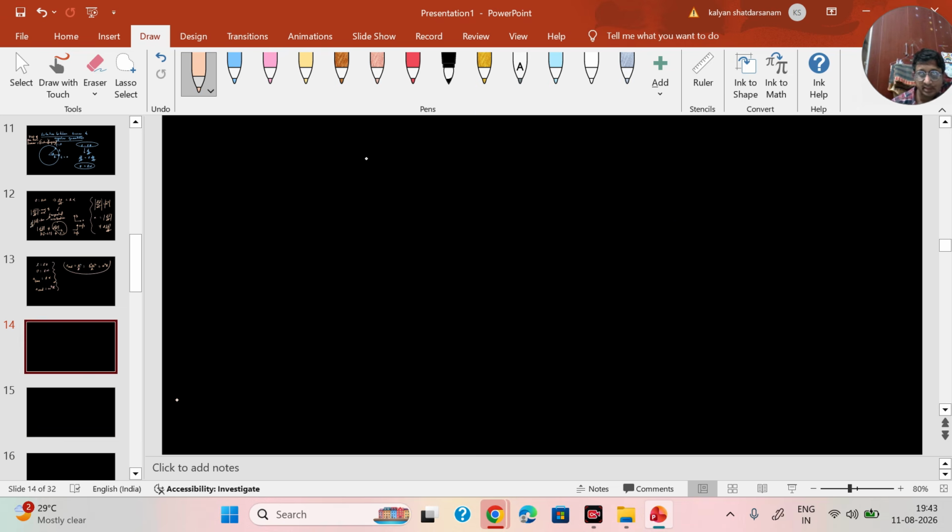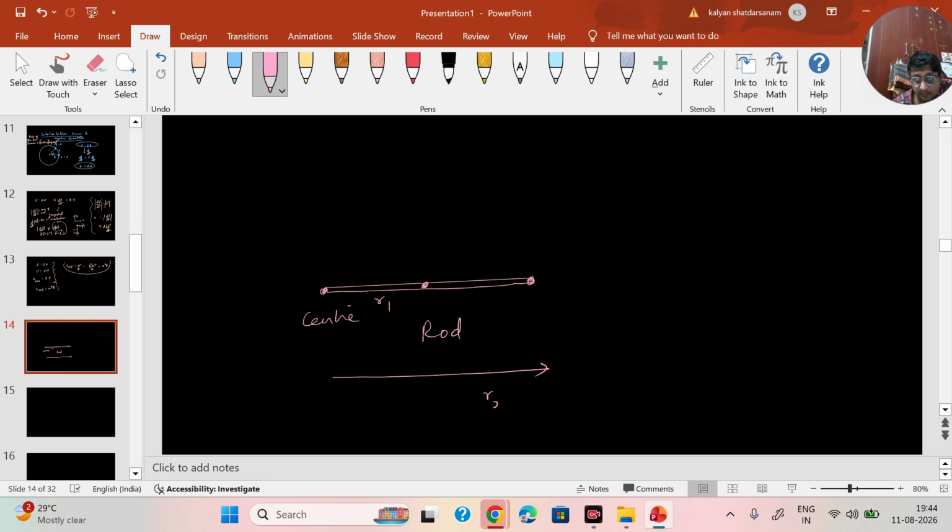You see, look at this very interesting example. Suppose this is the center and I have a rod here. Okay, this is a rod. There is one particle here at a distance r1. There is another particle here at a distance r2.